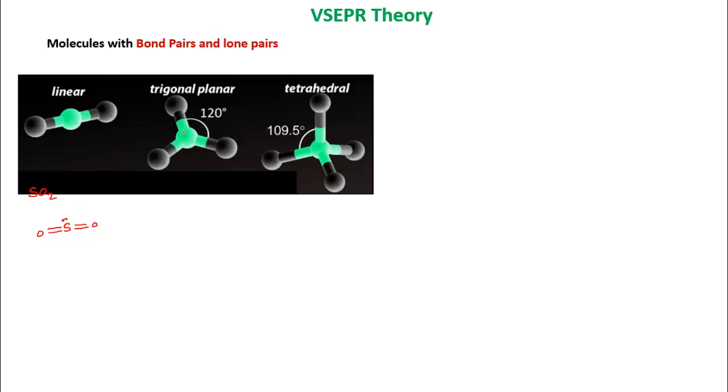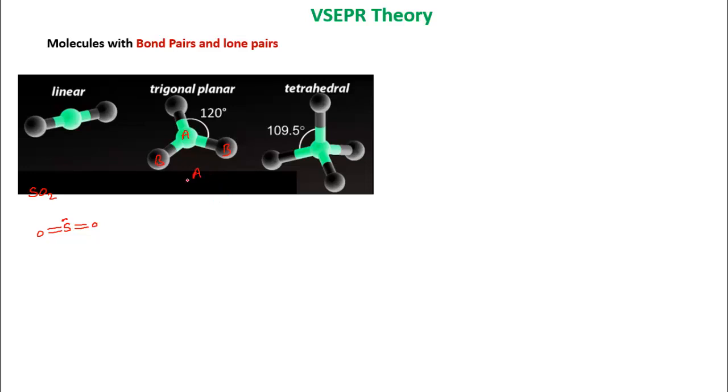For example, if you have a trigonal planar shape, you have a central atom A and there are 3 B atoms, right? 1, 2 and 3. This is the third atom. Imagine if you replace this bond pair by a lone pair. You don't have a bond pair, you have a lone pair now. So what will be the geometry of this molecule? The geometry will be a bent shape.